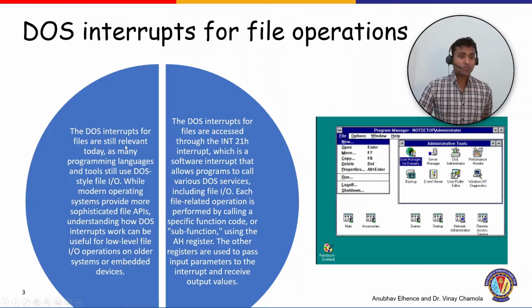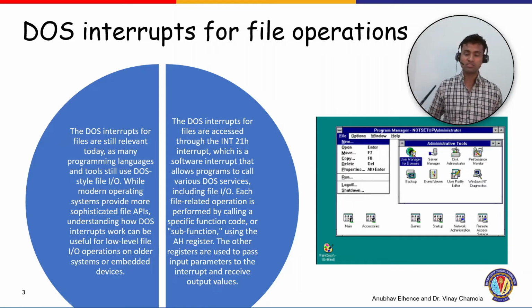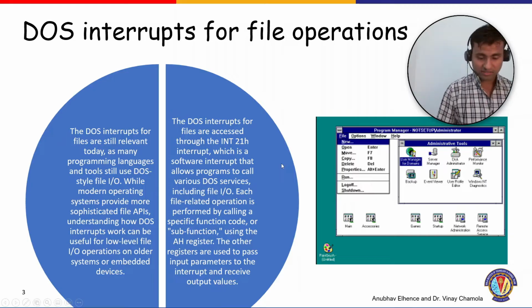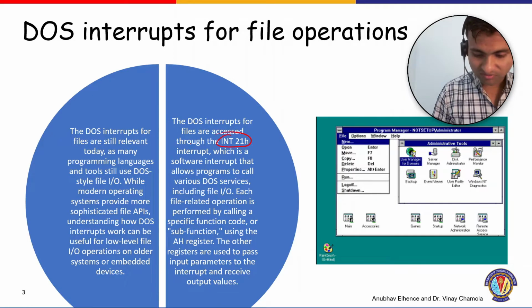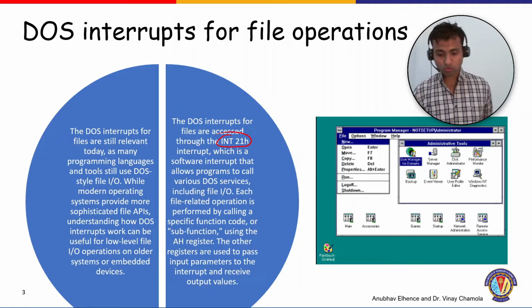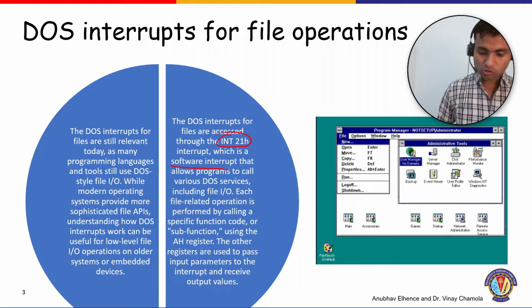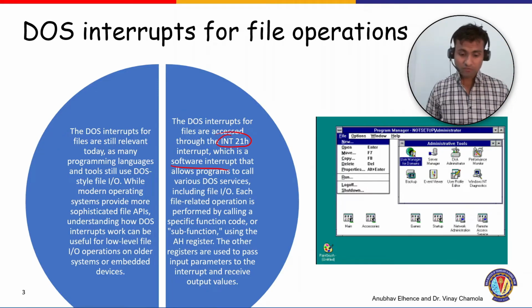The DOS interrupts for files are still relevant today, as many programming languages still use DOS style file input output. While modern operating systems provide much more sophisticated file APIs, understanding how interrupts work can be useful for low level file input output operations on older systems or embedded devices. The DOS interrupts are accessed through interrupt 21H, as we saw last time, which is a software interrupt that allows programs to call various DOS services, including file input output.